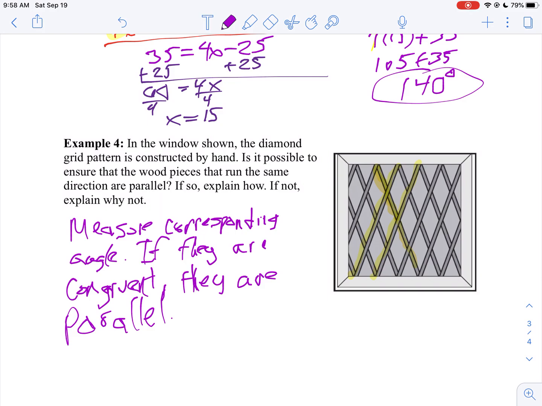Now, you could have measured the alternate interior angles, you could measure the alternate exterior, you could have measured the same side interior angles and make sure they're supplementary. Any of those would work on this particular question.